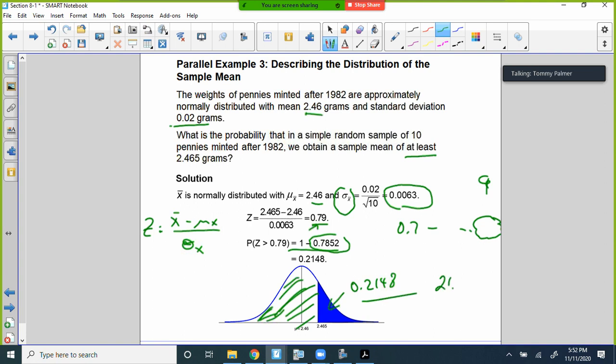So you have a 21.48% probability that a sample mean of pennies minted after 1982 would be at least 2.465 grams. That's basically what it's saying. It's 21.48% that this is going to happen. So how do we do that with a calculator? Well, we're going to get to it on the calculator, I can promise you.